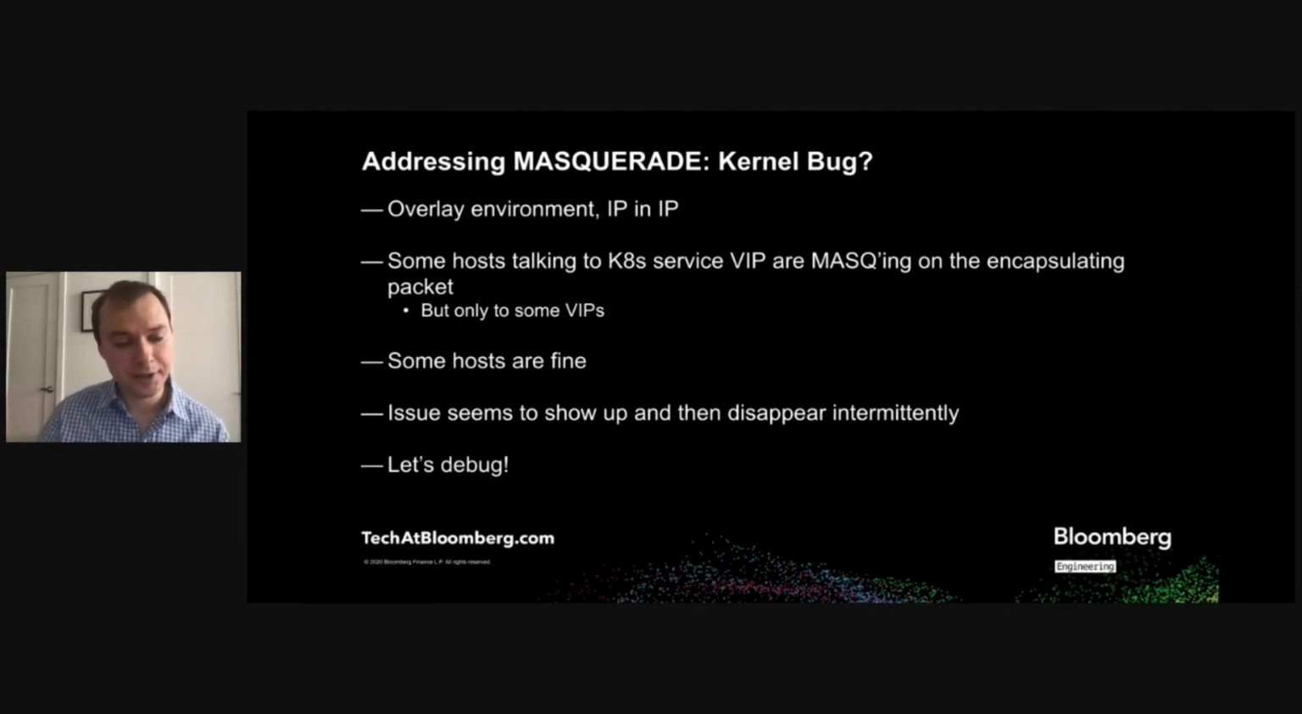So in the course of this, we ran into something that seemed like a kernel bug. We were running in an overlay environment using IP and IP tunnels, and some hosts that were talking to a Kubernetes service VIP were doing Masquerade on the encapsulating traffic, but only to some VIPs, only on some hosts. So again, you have this encapsulated traffic, which is the original traffic to the pod, and then we encapsulate it in another protocol, and the encapsulating packet is the one that was getting the Masquerade done erroneously.